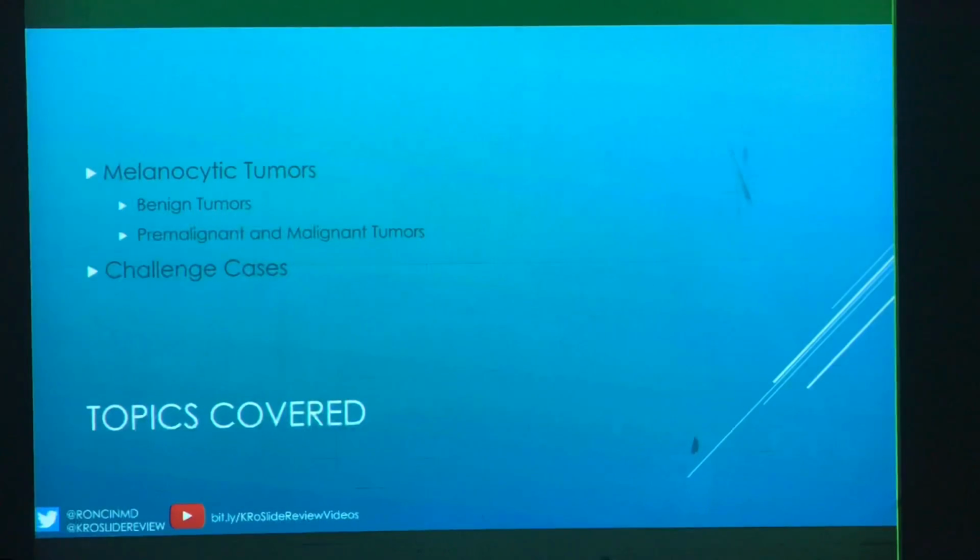We're roughly going to break everything up into melanocytic tumors, as in benign tumors, and then premalignant lesions and malignant lesions. We have a lot of cases to go over, so this is going to be quick.